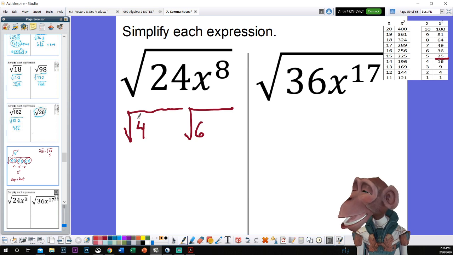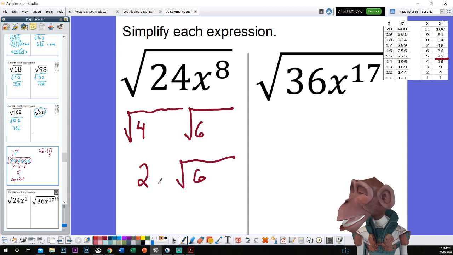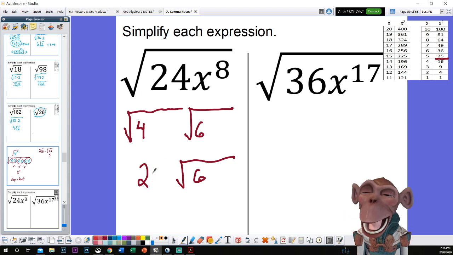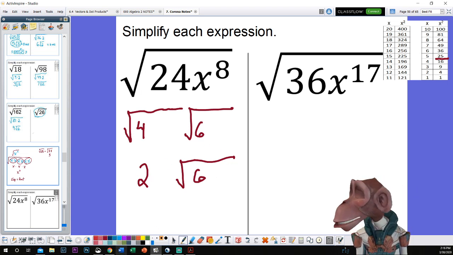So first, let's do square root of 4 is 2, and the square root of 6 is just the square root of 6. You'll notice that I've left room here and here because we might have some answers going in each, or maybe only in one. I don't know yet. Now for our variable, I have x to the 8th power.